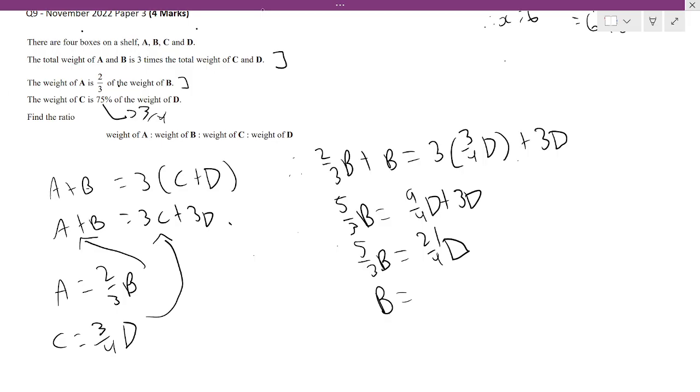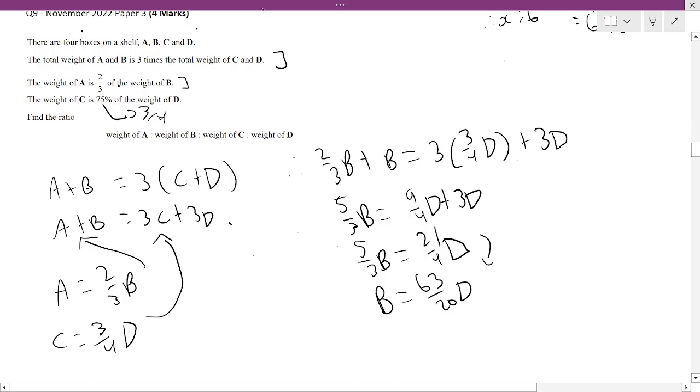That will just be left with b equals this number here, 63 over 20d. Hopefully all I've done there was divide by 5 over 3 to get rid of the b. Doesn't matter which way you do it. Now that is a ratio we can easily convert, rather than having two different fractions going on. That's saying for every 63 over 20 lots of d, we have 1 lots of b.